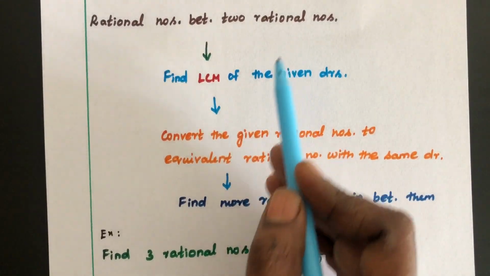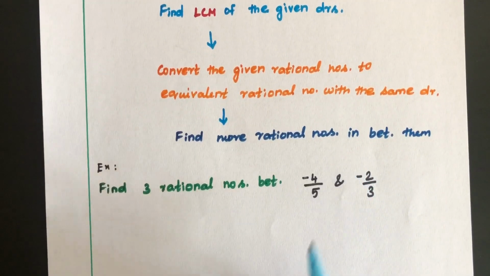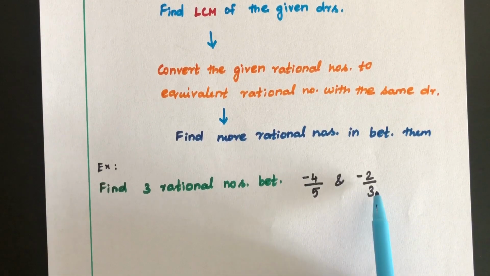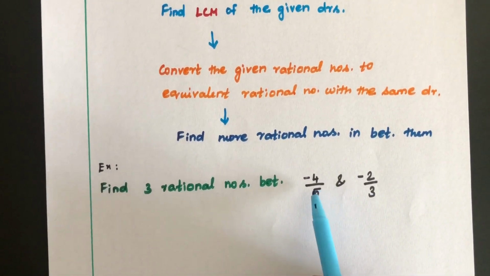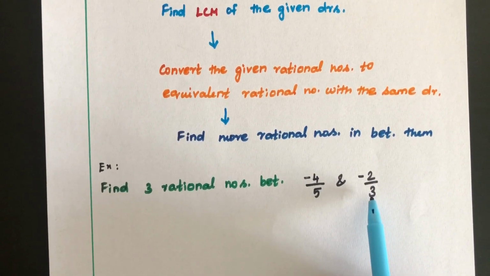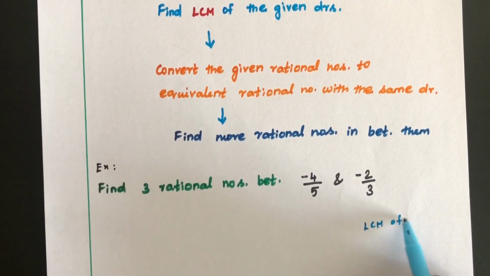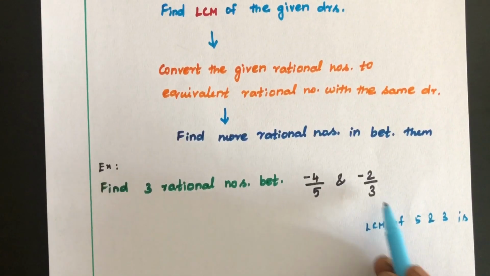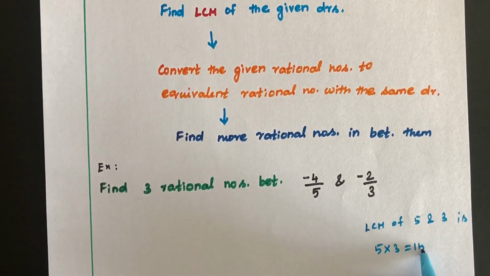It's very easy. Just find the LCM of the given denominators, convert the given rational numbers to equivalent rational numbers with the same denominator, and find more rational numbers in between them. That's all. See here. Here we have two rational numbers, right? So what is the LCM? The LCM of the denominators 5 and 3, there is no common factor, so the LCM is 5 into 3, which is equal to 15. Correct? This is our LCM.